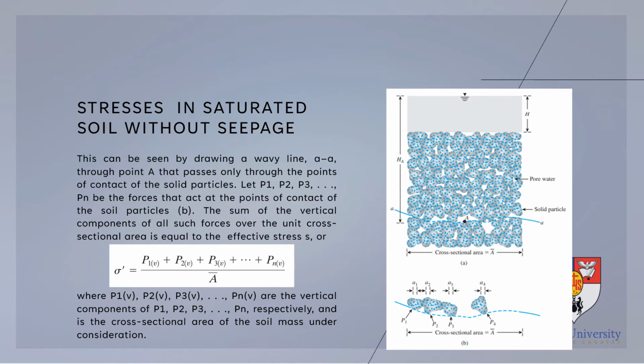This can be seen by drawing a wavy line A to A through point A that passes only through the points of contact of the solid particles. Let P1, P2, P3, and P4, or P sub n, be the forces that act at the points of contact of the solid particles. The sum of the vertical components of all such forces over the unit cross-sectional area is equal to the effective stress, or force over the area.